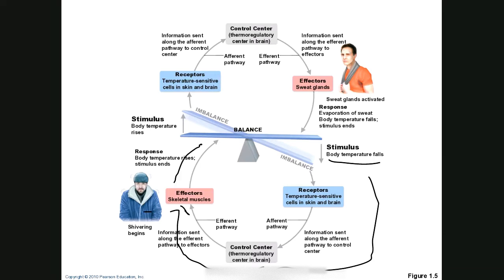Now, the same thing if you're too hot. That's a negative feedback because you start with one thing, your response puts it back in balance. If you're too hot, you'll send messages from skin receptors to the hypothalamus in the brain, which then sends signals down to your sweat glands. You sweat, and assuming you live in an environment where you can actually evaporate sweat, then you'll cool off.